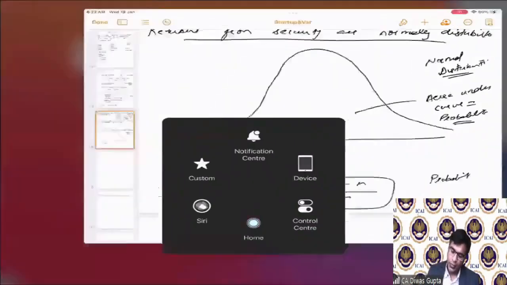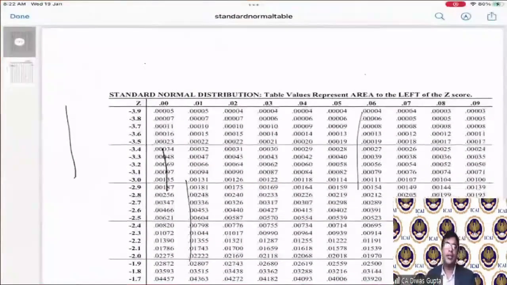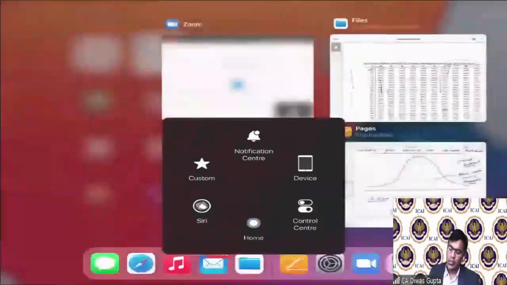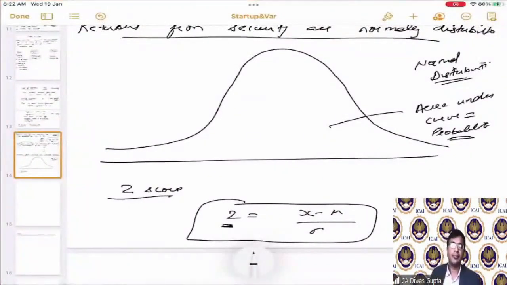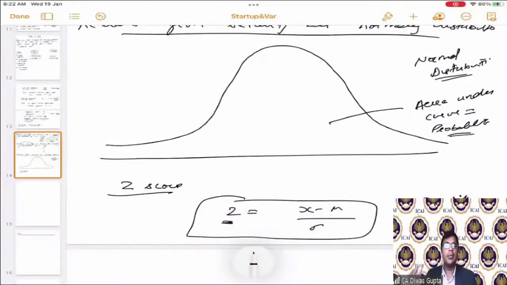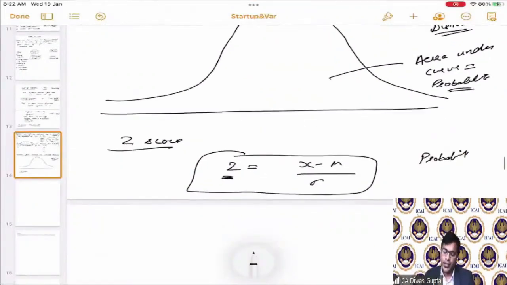Okay, let me just show you. This was the normal distribution table, correct? You remember we studied that the area from the left to the Z score is this. And these were the values that are there, the different probabilities. So these are the probability values at a Z score of minus 3.9. So that is how it used to be, right? It gives us a relationship between the Z score and the probability, the area under the normal curve.